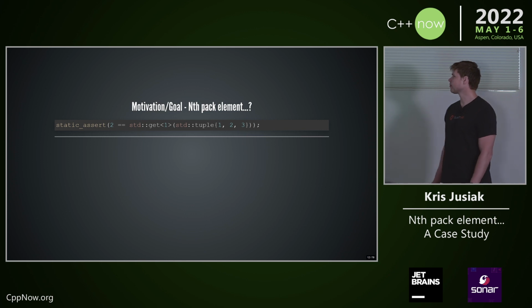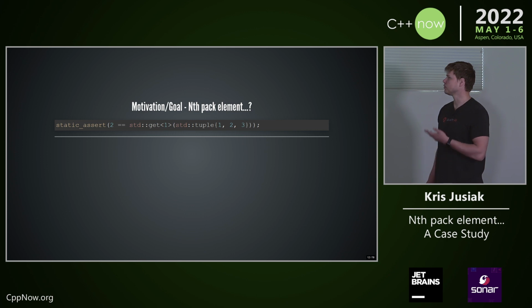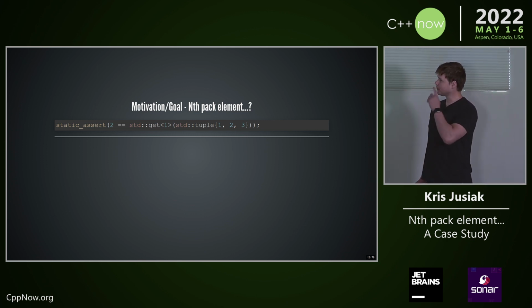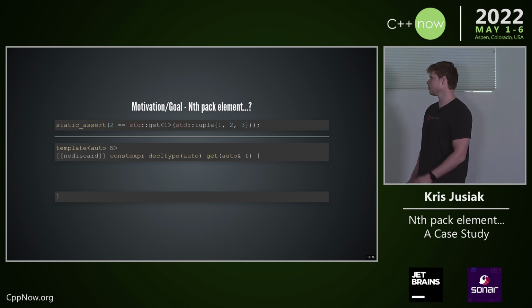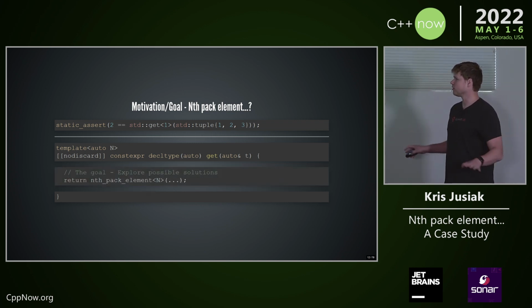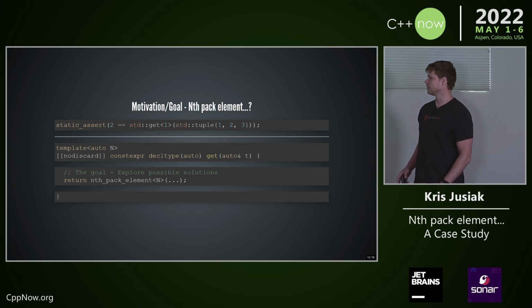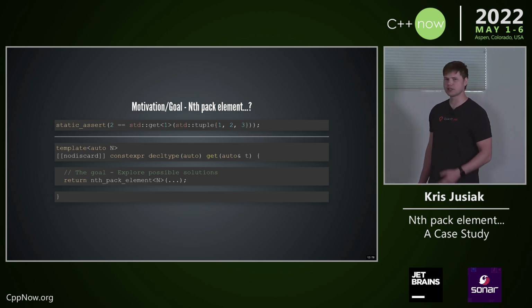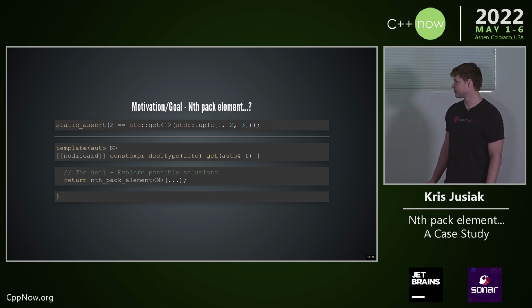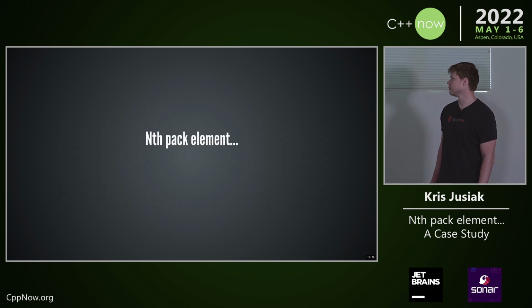And in order to get the nth element, why do we want that? Because we want to apply that to the tuple. So when we compare the benchmarks, one of the benchmarks would be related to getting an nth element of the get using the tuple. That's the goal of this talk. We will explore different solutions of the nth pack element applying the tuple, and we'll see which one compiles the fastest, which ones are a no-go, and which ones are maybe the future.